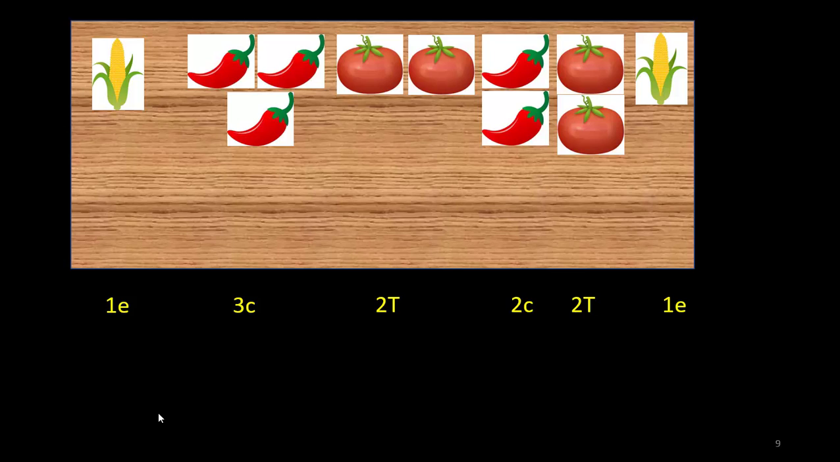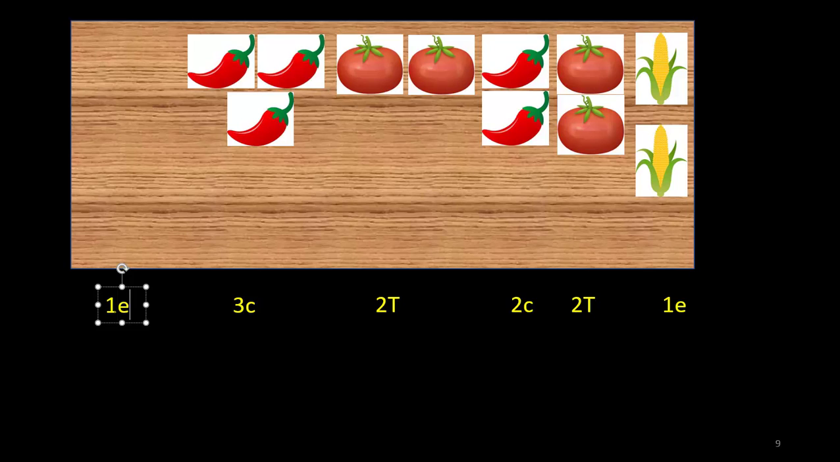Kind of follow along. I'm going to rearrange things. I'm going to start by moving this ear of corn over here like this. And whenever I do that, I'm going to do the same thing in the expression. I'm going to move him over to the right-hand side of the table.